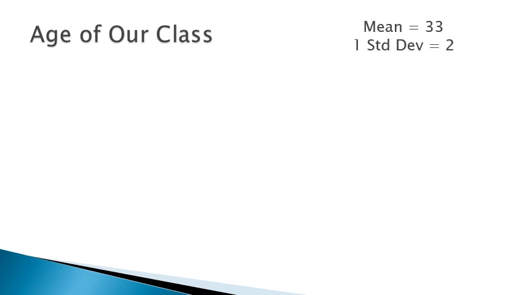So let's look at, I'm just making an imaginary example for our class. Let's say we've taken everybody's age in the class, added it up, divided by the number of cases, and we know that the average age of everybody in our class is 33 years old. I have no idea, this is probably not accurate at all, but let's go with that. And then I know that one standard deviation equals 2. So if the mean is 33 years and one standard deviation equals 2 years, then we know how many years it is.